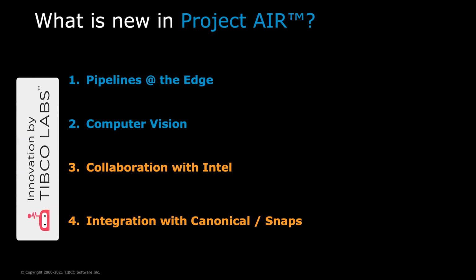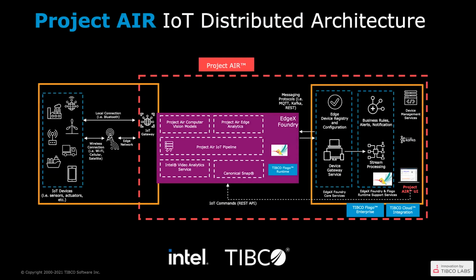Now, the third and fourth areas are based on our recent collaborations with other big players in the space, such as Intel and Canonical. These are great examples of Project AIR's extensibility aspect. Project AIR can easily incorporate a wide range of video analytic frameworks, such as Intel's framework called Video Analytics Service, also known as VAS, that is based on an open source project called OpenVINO. Also, Project AIR can be packaged in a number of different ways. Through our collaboration with Canonical, Project AIR components can now be packaged using Snap packaging technology from Canonical to speed up its deployment in Linux operating systems such as Ubuntu.